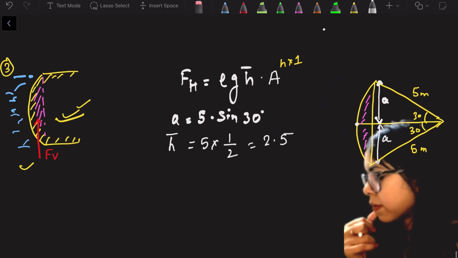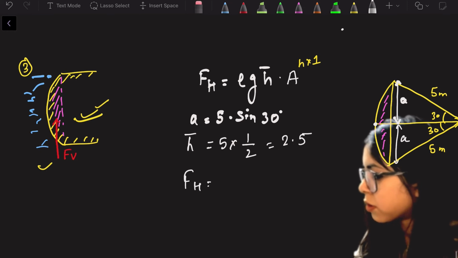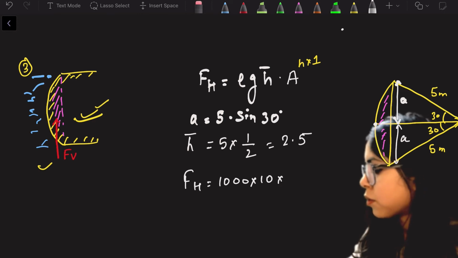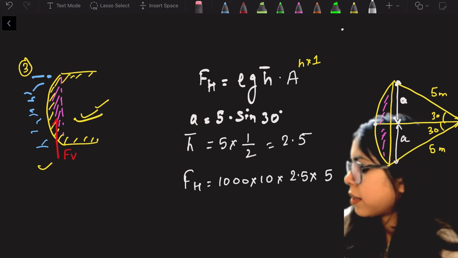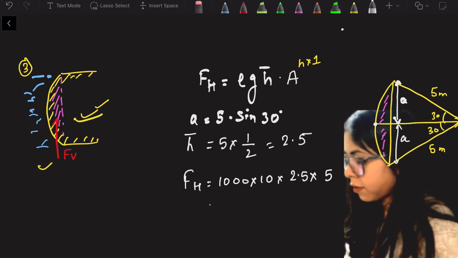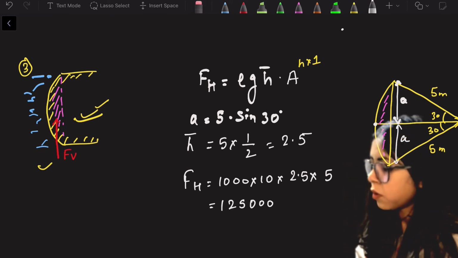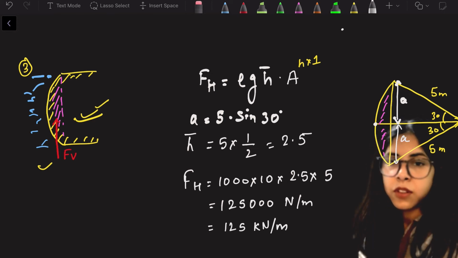So now I can calculate horizontal force as rho. They have asked me to take rho as 1000 into g as 10 into h bar is 2.5 and area is 5. So I get the force as 125,000 Newton per meter, right? And this I get as 125 kilonewton per meter, but this is horizontal force.